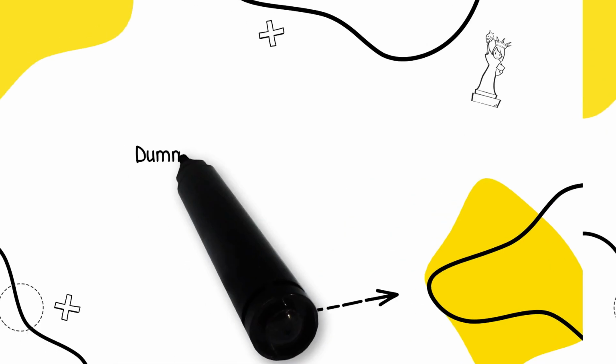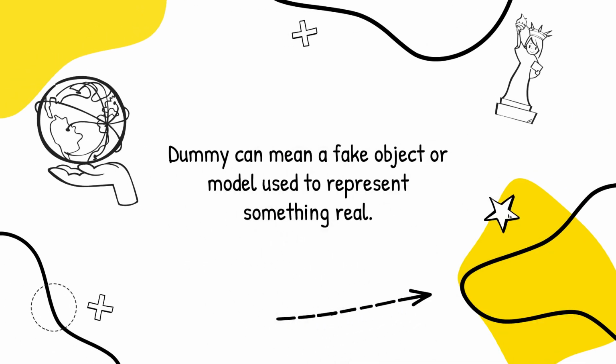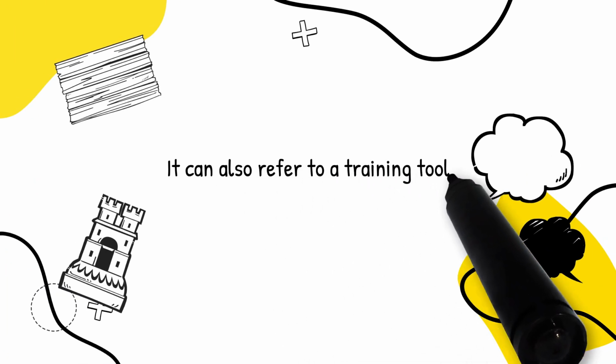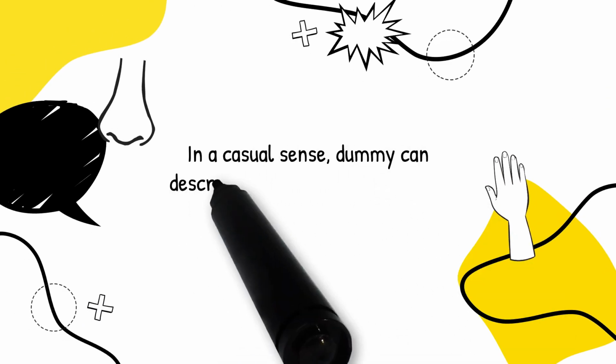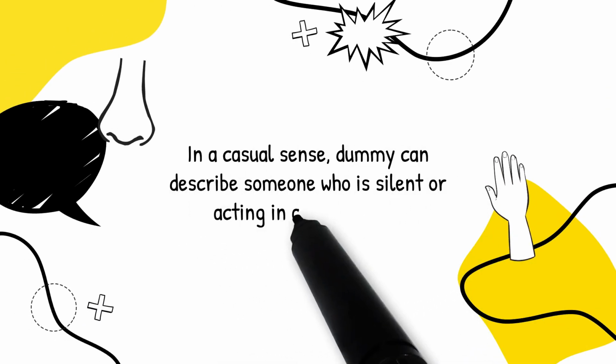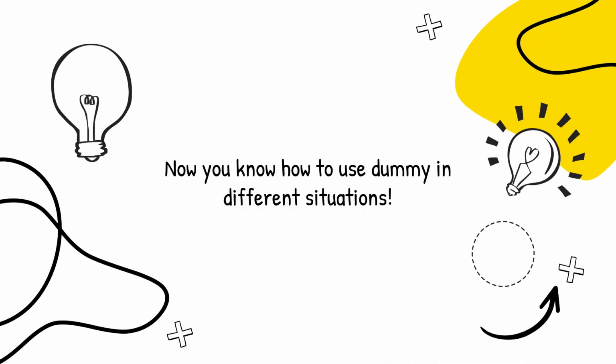Quick recap. Dummy can mean a fake object or model used to represent something real. It can also refer to a training tool or practice object. In a casual sense, dummy can describe someone who is silent or acting in a foolish way. Now you know how to use dummy in different situations.